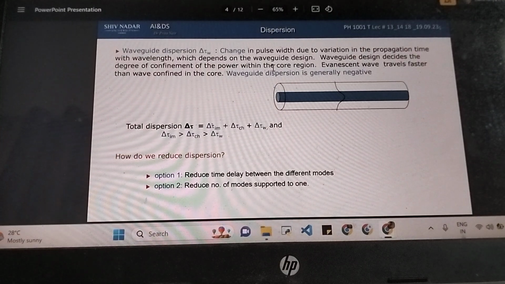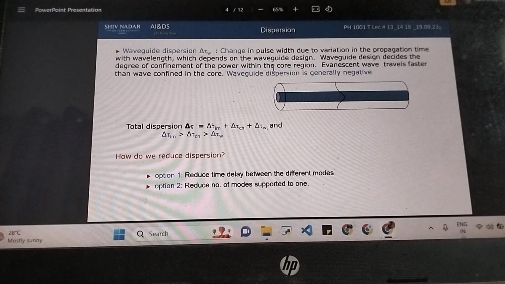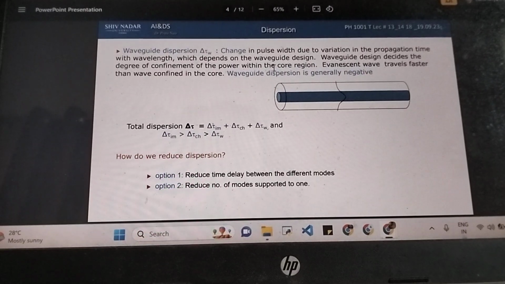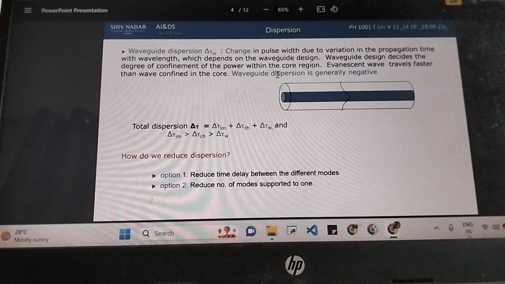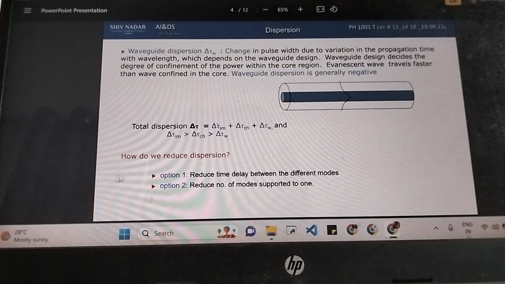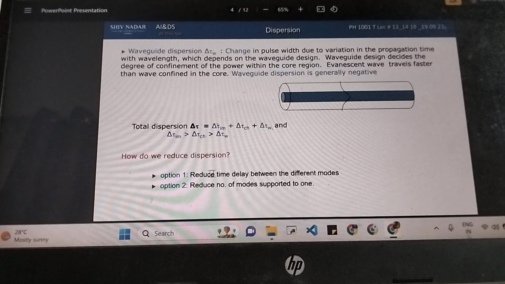Dispersion on the other hand is more like a scientific, mathematical phenomenon. So we can try to counter it using some techniques. So what are those techniques is what we are going to look at now. There are two main techniques: reduce the time delay between the different modes, or reduce the number of supported modes to 1. It makes sense, right?